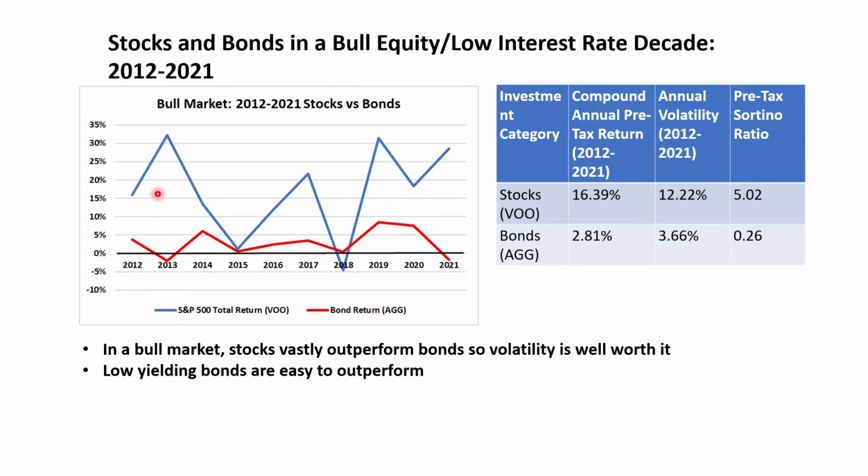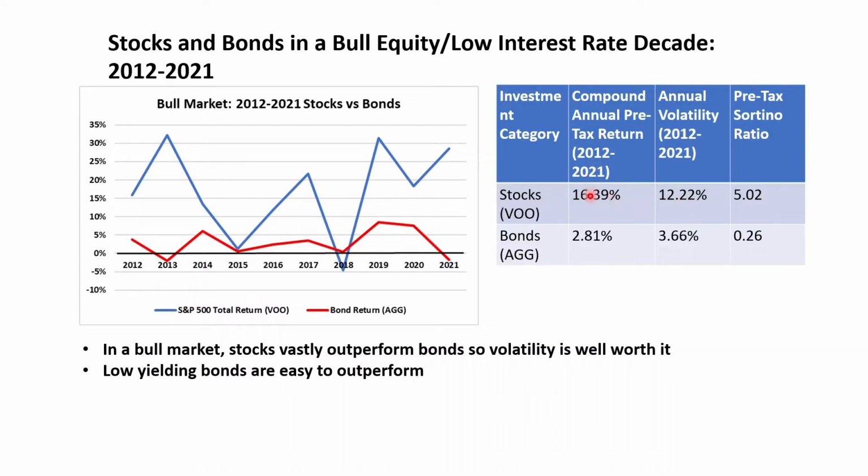So the first thing we're seeing is that stocks from 2012 to 2021 barely have any negative years. It's really just 2018 where it did negative. It was slightly negative. So it's a huge bull run. If you were invested in stocks, you did really, really well over this period. And this is reflected in these metrics over here.